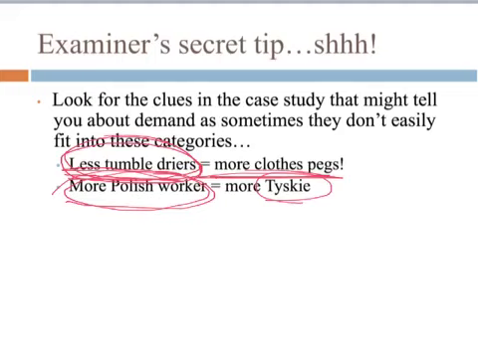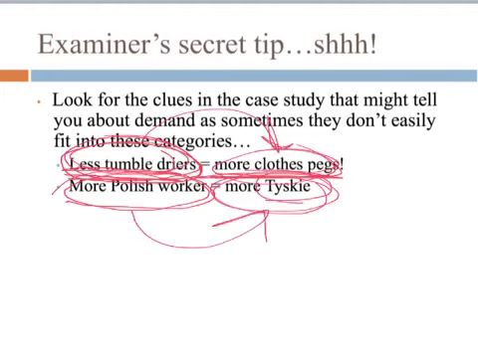So we can look for clues in the market. We can look for clues in the case study which can help us work these things out. So we're not always going to be told in the case study. We've got to try and use our logical business brains and think, if this happens, what will happen here? So if this changes, what will happen to demand of something else?